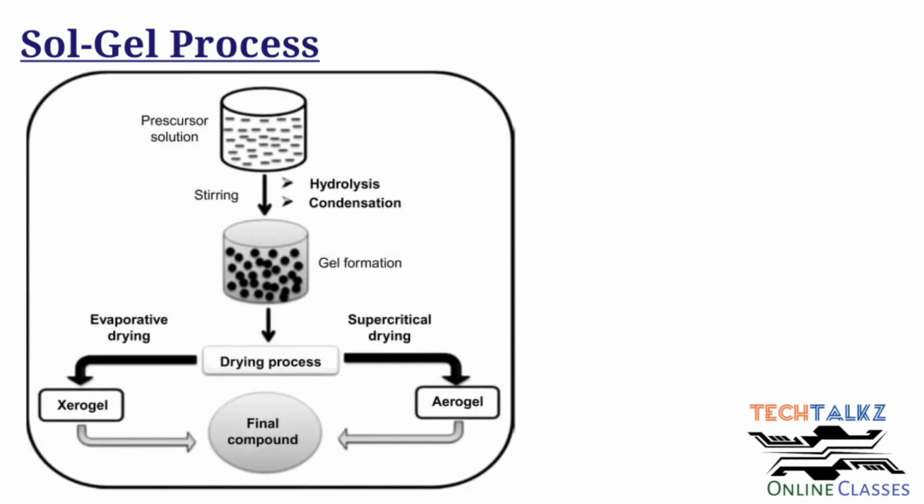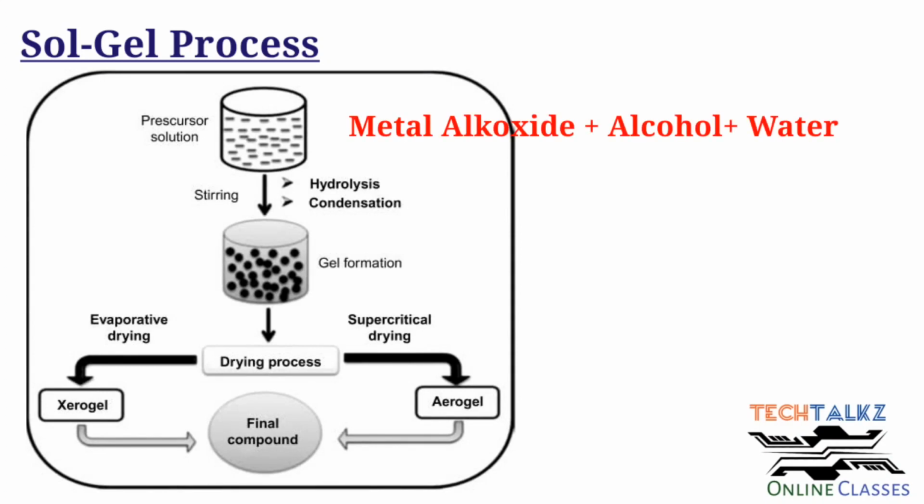The same procedure is shown here. At the start, metal alkoxide and alcohol are mixed. When this metal alkoxide is completely dissolved in alcohol, we can add water to the solution, and we need to mix it very well. And this is a homogeneous solution.